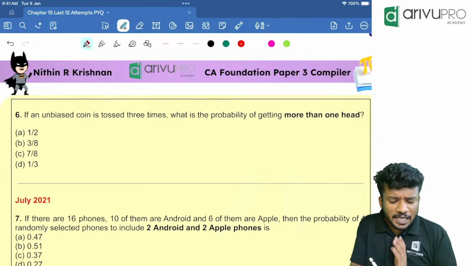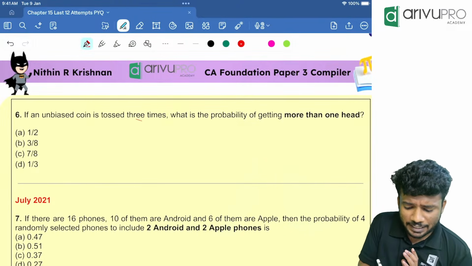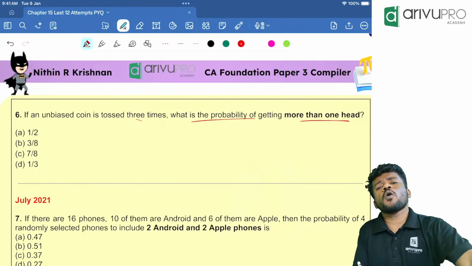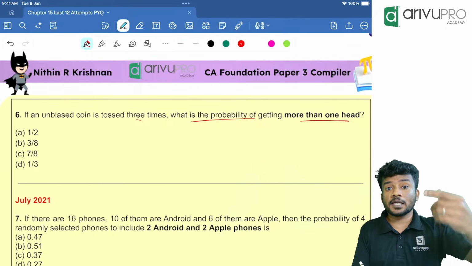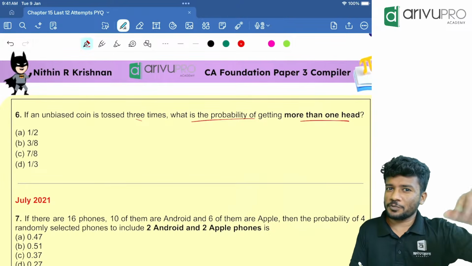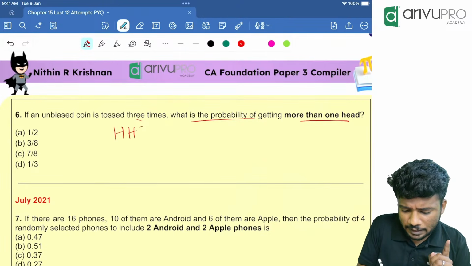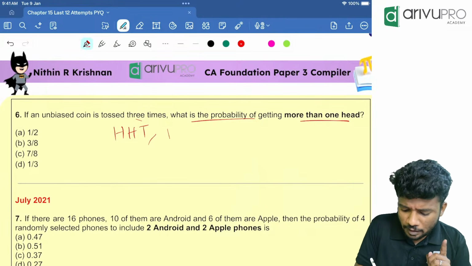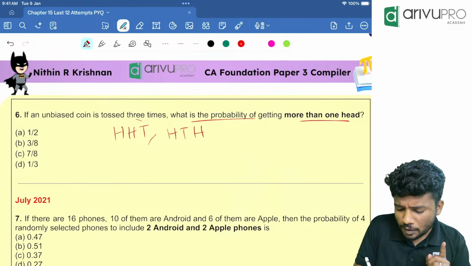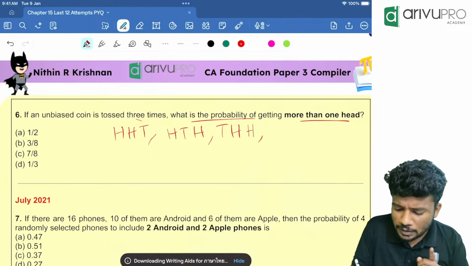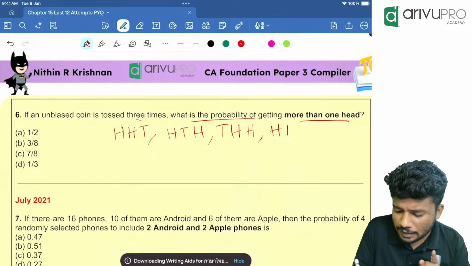If an unbiased coin is tossed 3 times, what is the probability of getting more than one head? More than one head means what? It should be equal to 1? No, it should be more than 1. So that means either it should be head, tail, head, or tail, head, head, or it should be what?